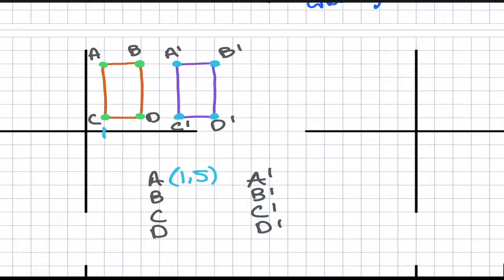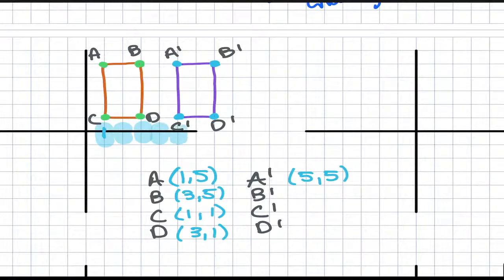For B, you should have 3, 5. For C, you should have 1, 1. And for D, you should have 3, 1. Okay? Now let's look at our A prime. For A prime, you should have 5, 5. And let me count that here. It should be 1, 2, 3, 4, 5. And then we go 1, 2, 3, 4, 5. Okay, great. So 5, 5 for A prime.